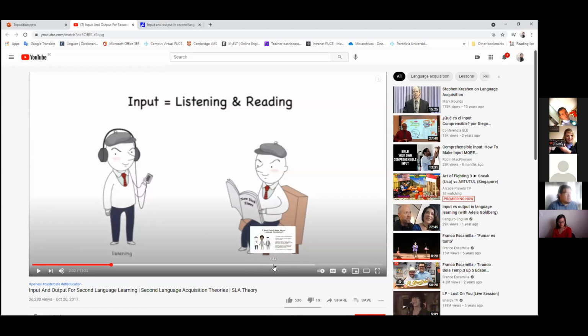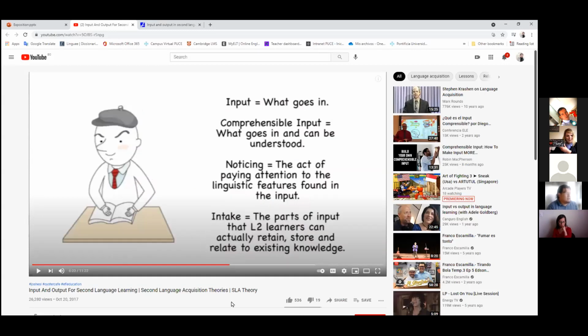Okay. Now let's check the other part. I think these are the most important parts you should remember in input. What goes in, it has to be comprehensible. Okay. You need to pay attention to it. As Krashen said, it has to be compelling for learners, and we should make the difference between input and intake. Okay, intake is what the students actually assimilate. Good. So in the video, you can see it's 1, 2, 3, like 4 components.